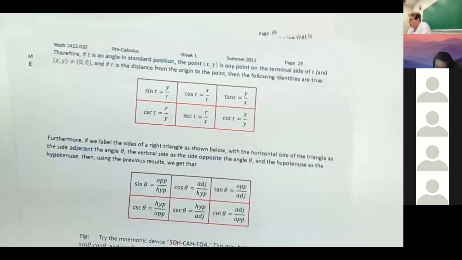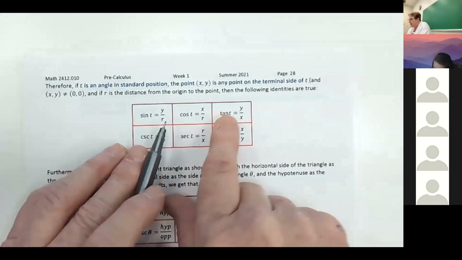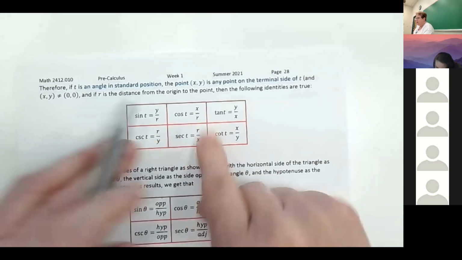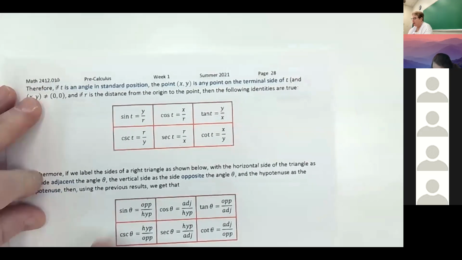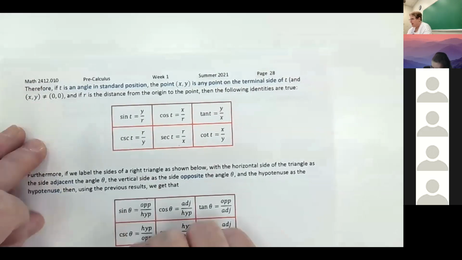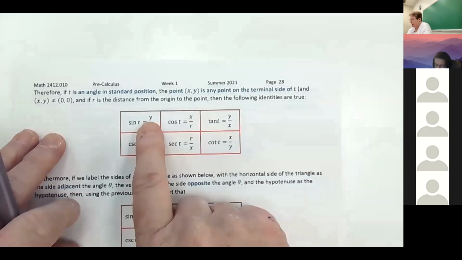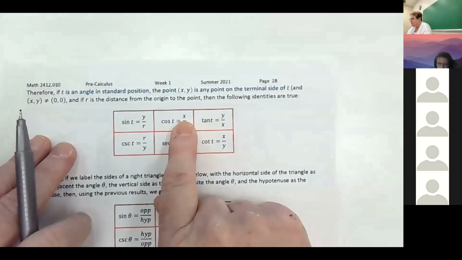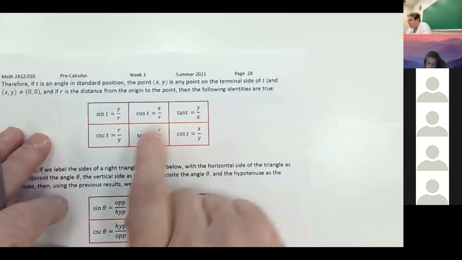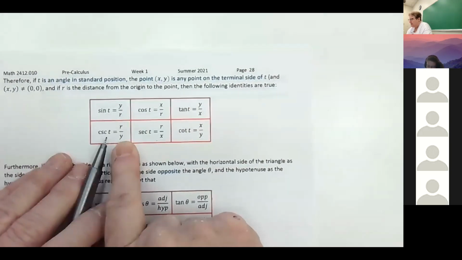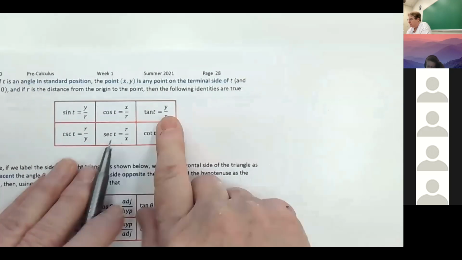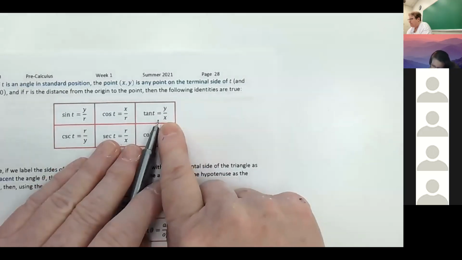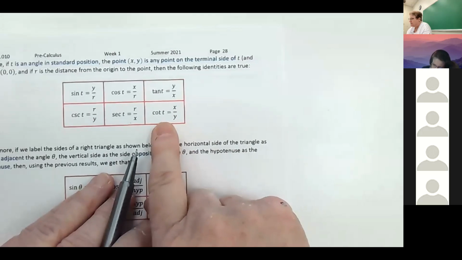If sine is y over r and cosine is x over r, we can write all of the trig identities using x, y, and r, where r is the radius, y is the y coordinate, x is the x coordinate. Cosecant will be the reciprocal of sine. Secant will be the reciprocal of cosine. Tangent is sine over cosine. The r's divide out and we just have y over x. Cotangent is the reciprocal of tangent.